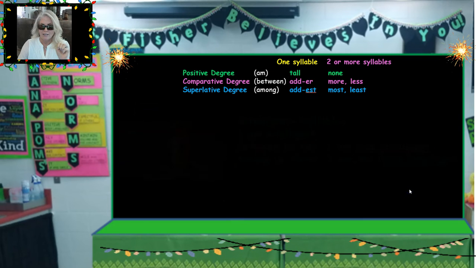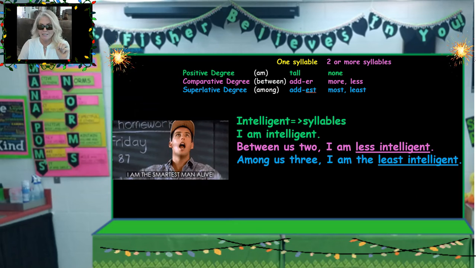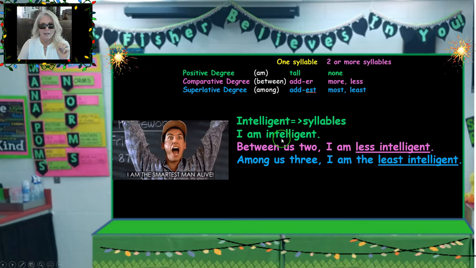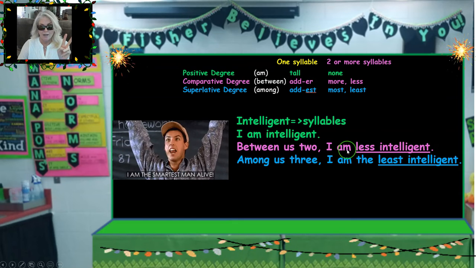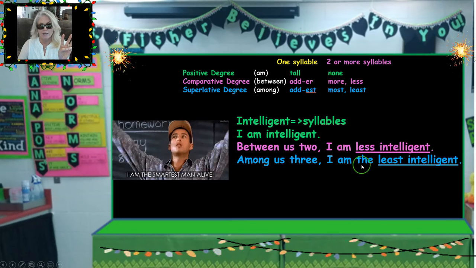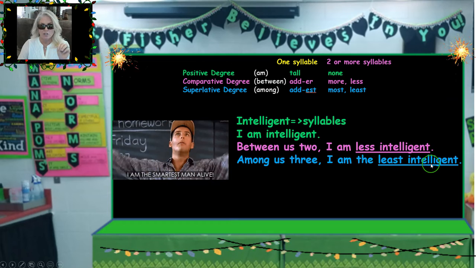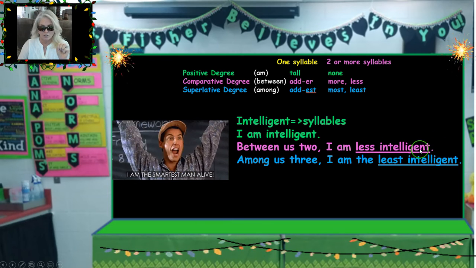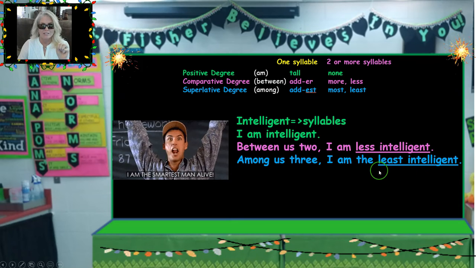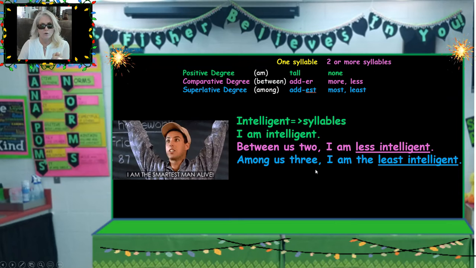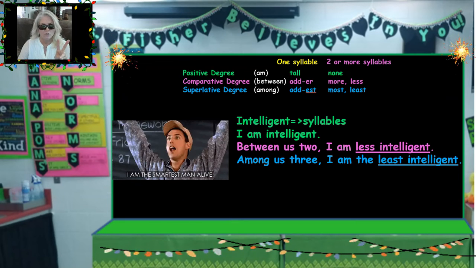All right, and if you were using the less or least with the same word, intelligent: I am intelligent. Between us 2, I am less intelligent. You wouldn't say the least if it was 2 people. If it's 3, among us 3, I am the least intelligent. So you don't add the ER or the EST, like less intelligent-er or least intelligent-er. It's like when I hear people say, you're more prettier. No, you're prettier. Or you're more pretty, but you don't use both.